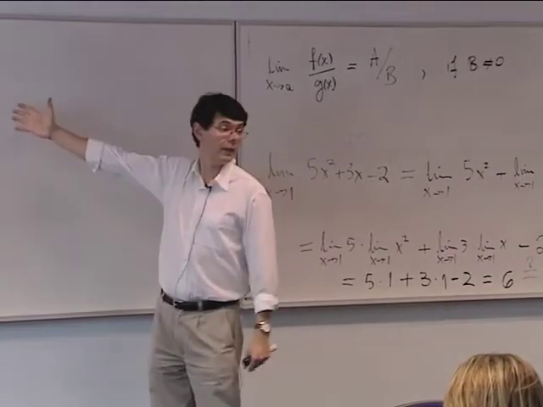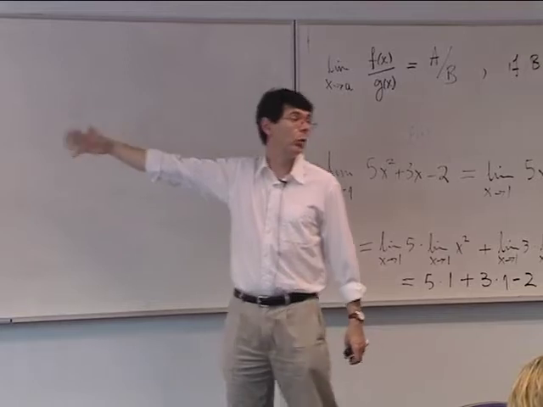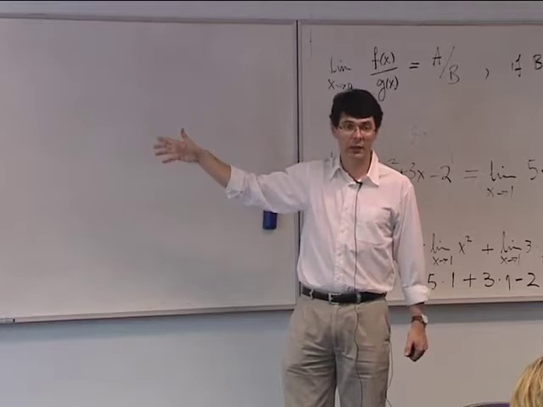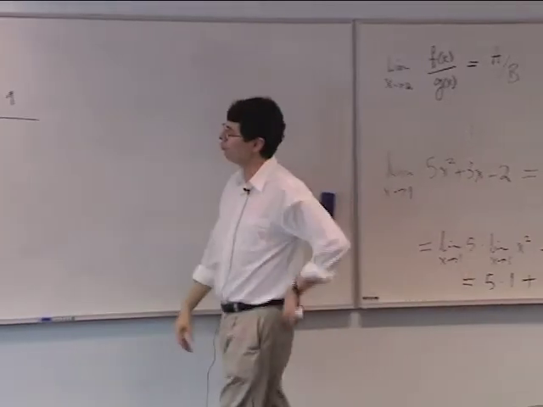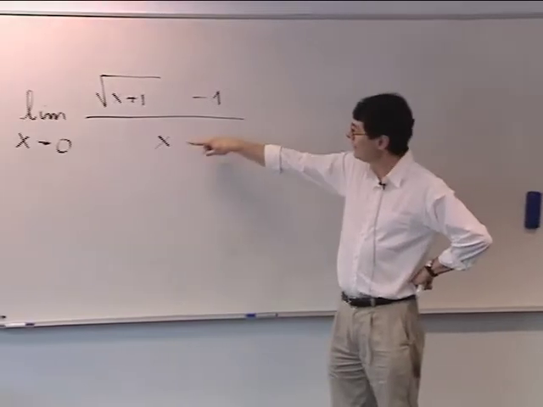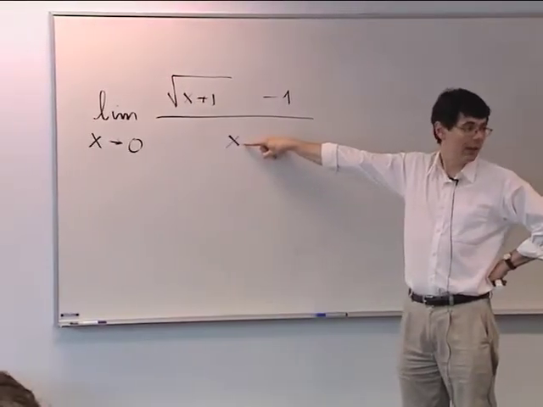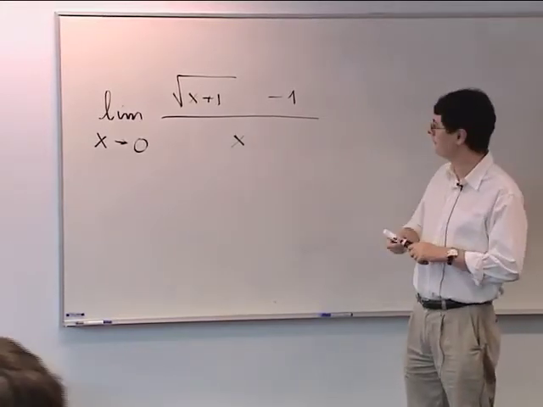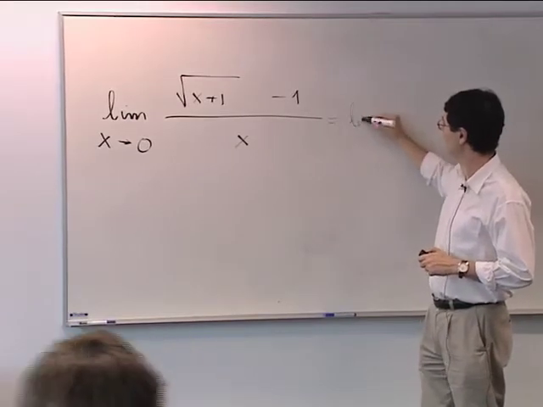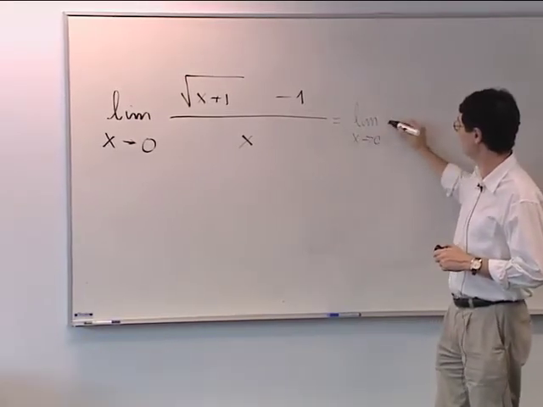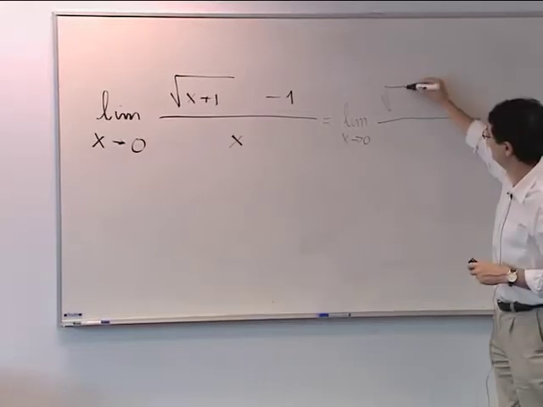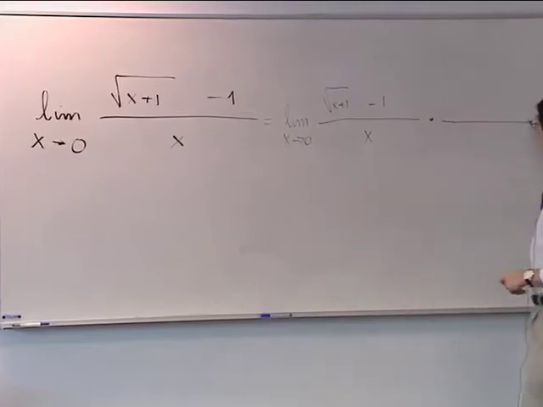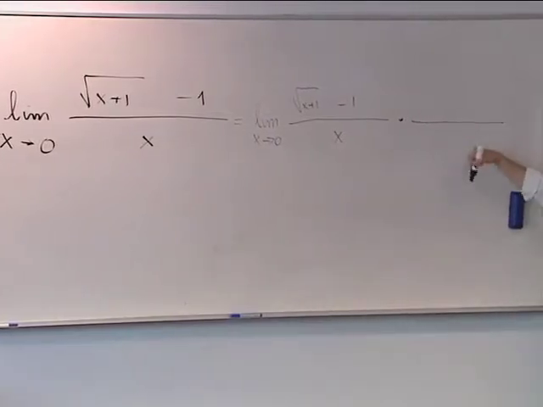This could be 5, the answer to that. It could be 2. It could be a half. It could be 20. And you don't know until you try. How? Well, you need to come up with a trick to make this x disappear from the denominator. That's what you need. The trick here is the following. I'm going to multiply and divide by the same quantity.